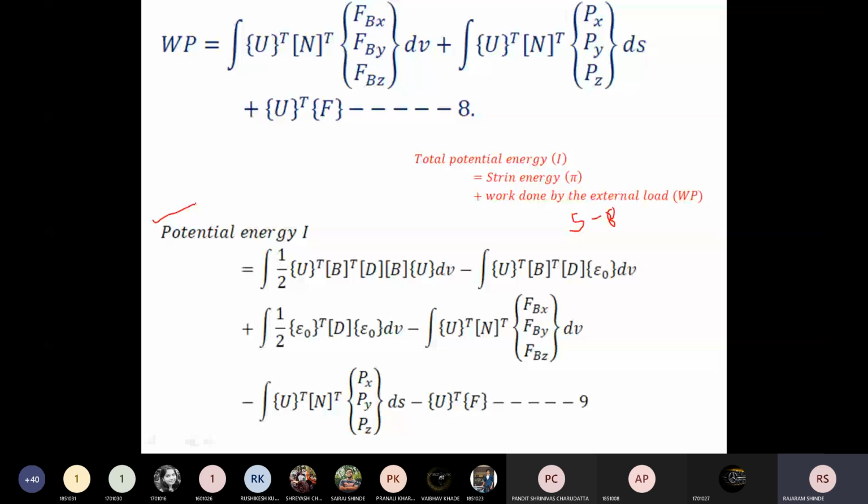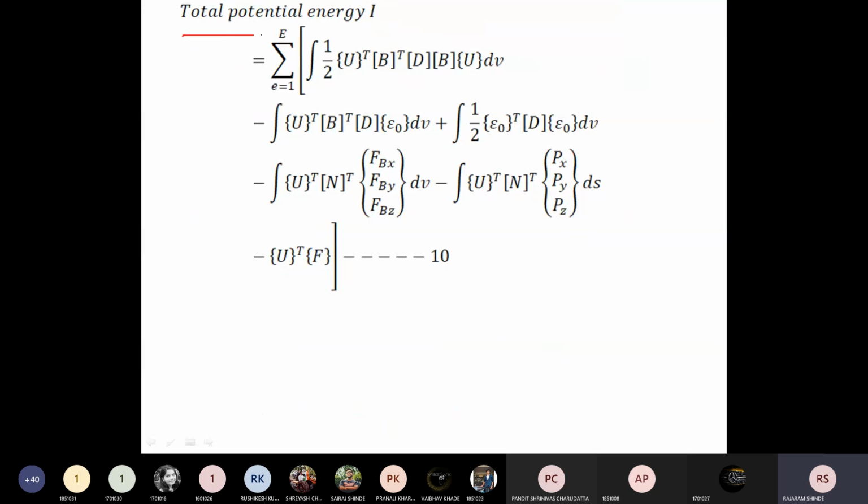Now when you want to calculate the potential energy of the structure, you have to take the summation over all elements. So total potential energy is the sum from element number 1 to E, that is for all elements, the sum of this equation. I have written the same equation, just added the summation symbol here. Sum of all terms.